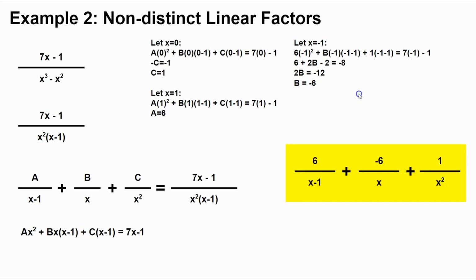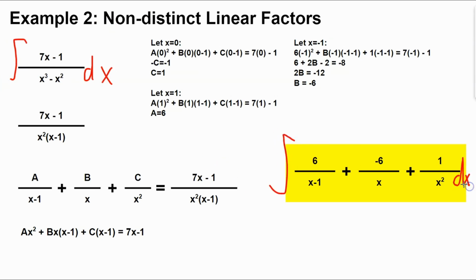Anyway, our final answer, when we decompose this into partial fractions, is 6 over x minus 1 plus negative 6 over x plus 1 over x squared. Now, why did I leave this minus in the numerator and not just put it here? I don't know. I did it because I think that when integrating it, it just makes more sense.